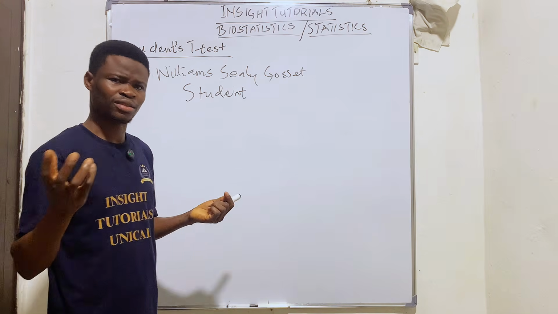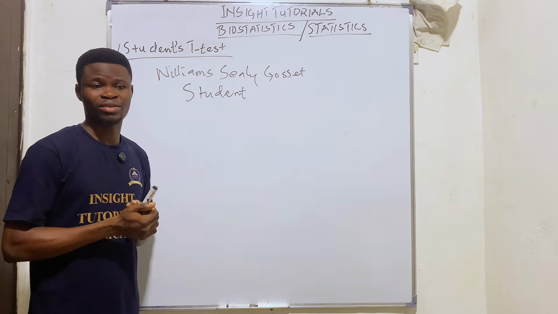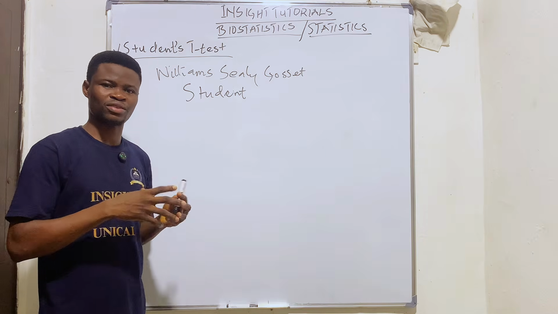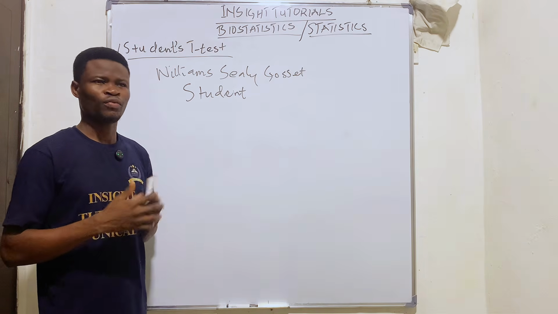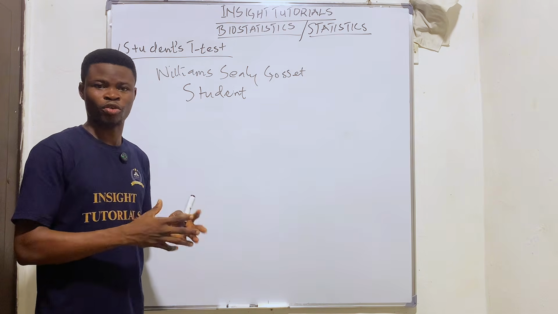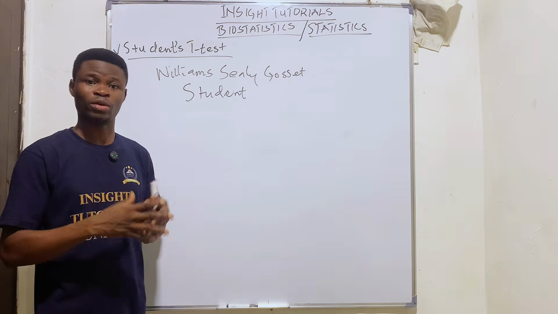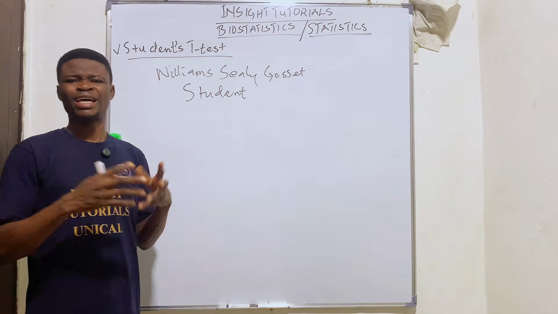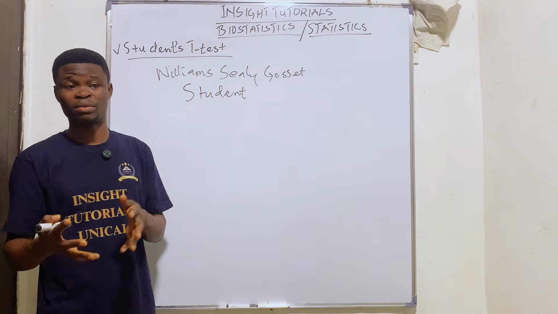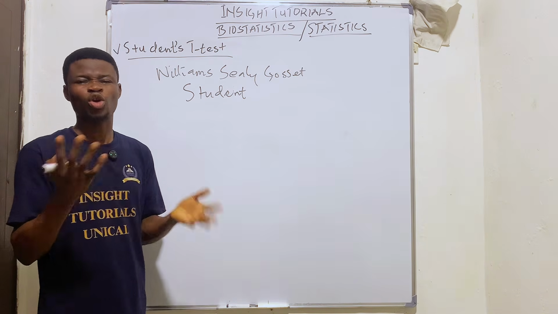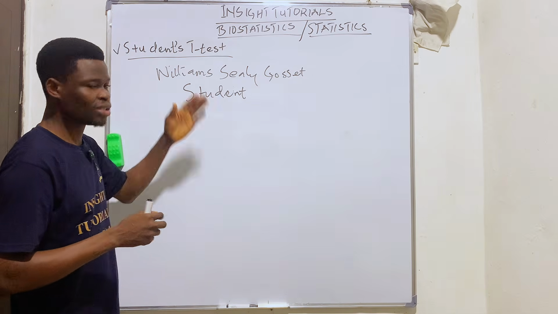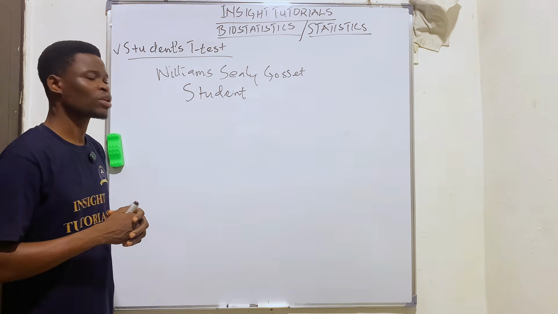So what is a student t-test? A student t-test is a statistical test that is used to determine if there's a significant difference between the means of two groups. For example, you want to do a test between the mean blood pressure of males and females in a particular community or a population. Or you want to do the average weight of the man or the woman, just when you're comparing two means, you are said to be carrying out the t-test, or what we call the student t-test.